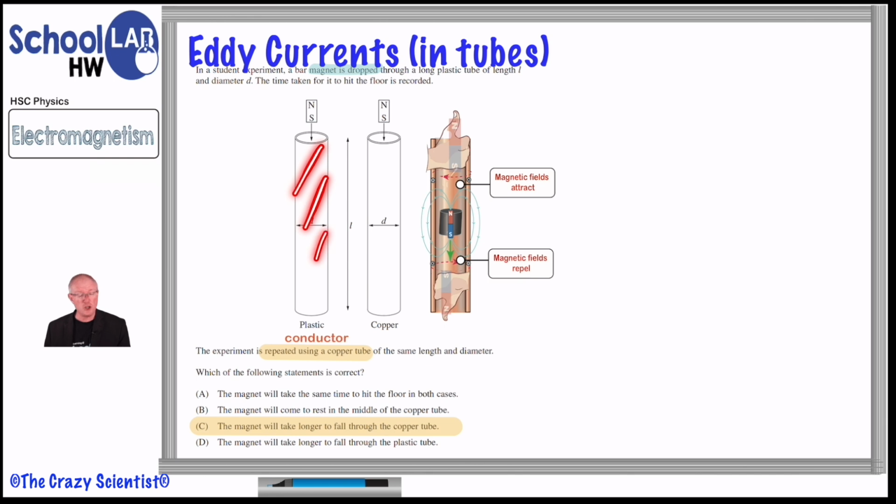The plastic, being a non-conductor, will have no eddy currents induced in it, and therefore the magnet will free fall due to gravity through the pipe. So that's that one there.